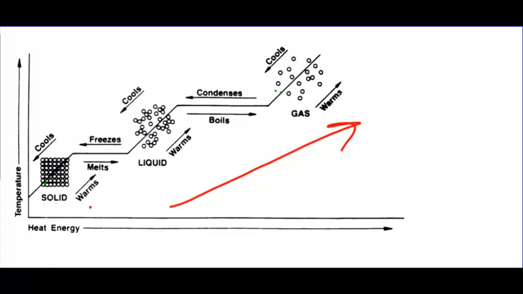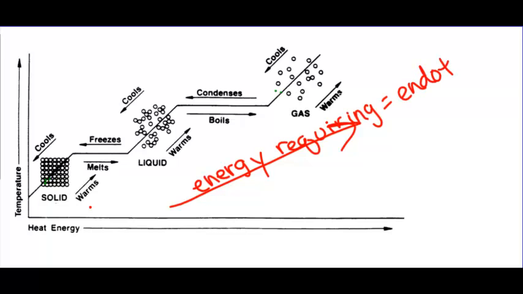Any phase change that involves going up the stairs takes a lot of energy, doesn't it? So these are all energy requiring. They require more energy than they release. They are endothermic. Heat requiring, right?